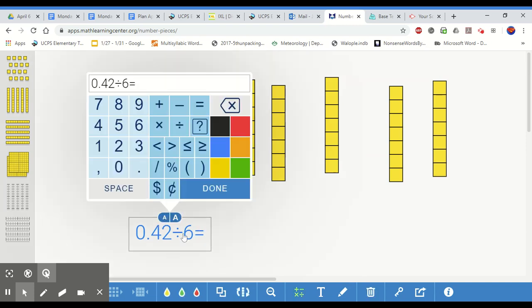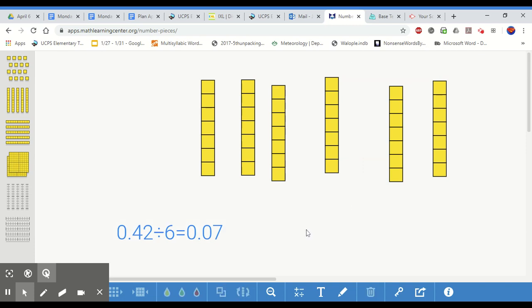Okay? So my end answer would be that this equals 7 hundredths. That's what it should end up equaling. So 42 hundredths divided by 6 equals 7 hundredths, not just 7.